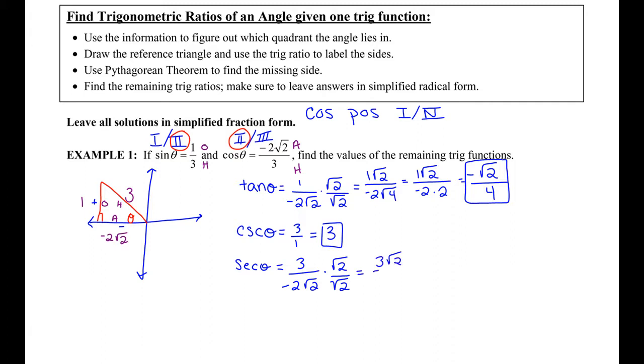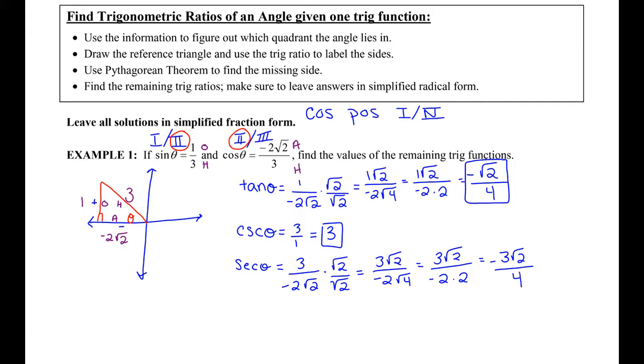And in the denominator, I can simplify the square root of 4 to be a regular 2. So I have 3 square root 2 in the numerator. 2 times 2 gives me 4 in the denominator, and once again, I'm going to put my negative out front or in the numerator.